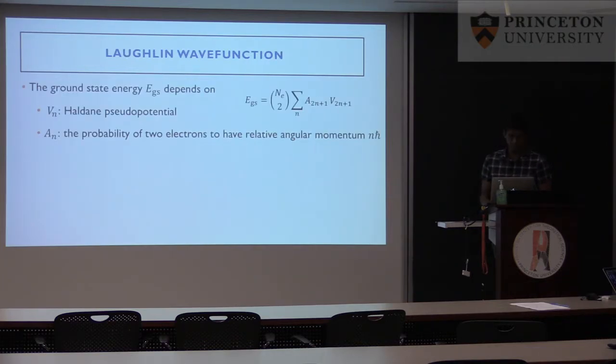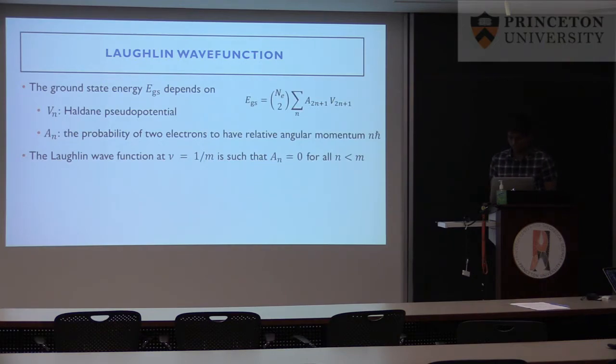So why exactly does this kink happen? To understand this, we need to understand what exactly the electron gas is trying to do in order to minimize its energy. So the ground state energy can be written as this expression, where Ne is the number of electrons, and it's a sum over these kinds of terms, which have two parts. The first is Vn, which is the Haldane pseudopotential, which is just a representation of the interaction potential in a basis. You can think of it like a Fourier basis. And An, which is, given a wave function, what is the probability that two electrons have a relative angular momentum n times h bar.